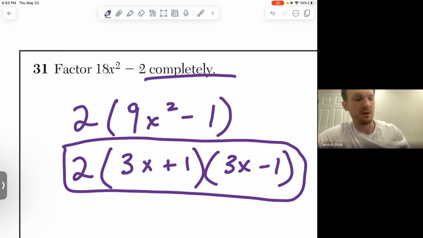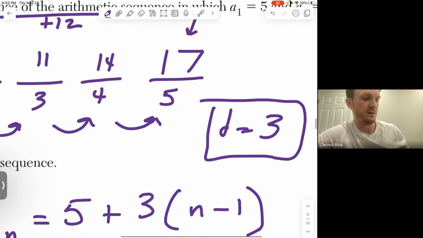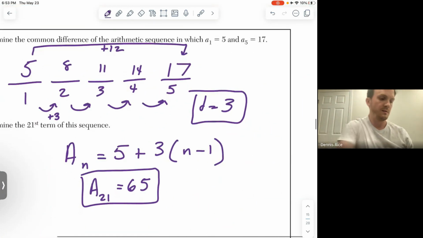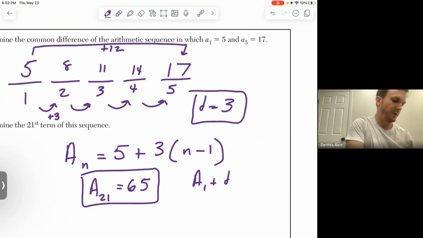Where does the 3 and minus explicit formula? That was the explicit formula. The formula is A1 plus D parentheses n minus 1. I just plugged in.